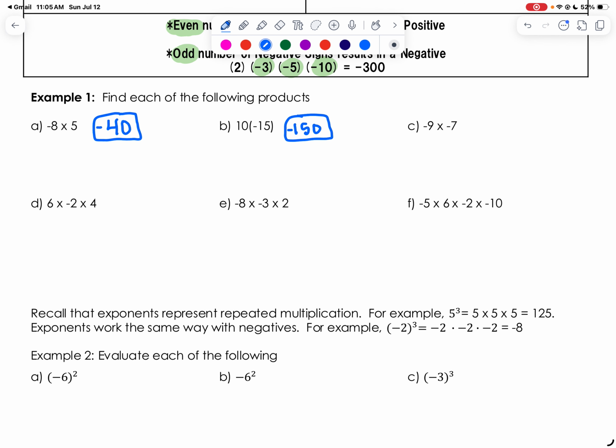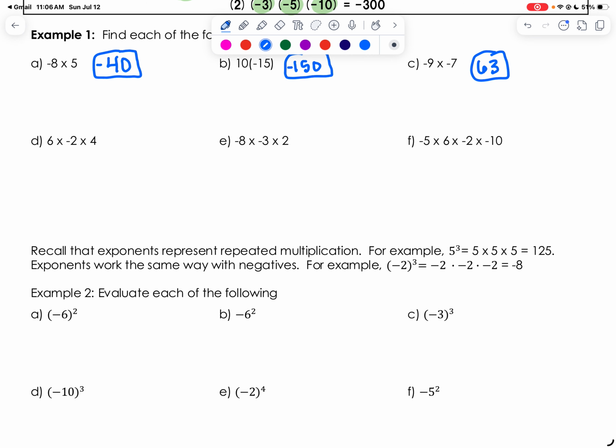All right, in problem C, we have a negative times a negative. And when the signs are the same, our answer is always positive. So 9 times 7, this would be positive 63. All right. In problem D, we have 6 times -2 times 4. So I know here that I have one negative number, and that's an odd number. So I know my answer will be negative. So let me write that down. Answer will be a negative number.